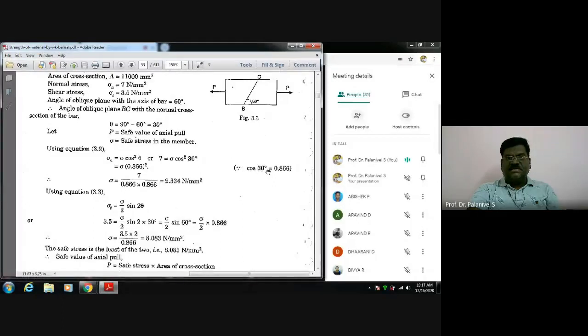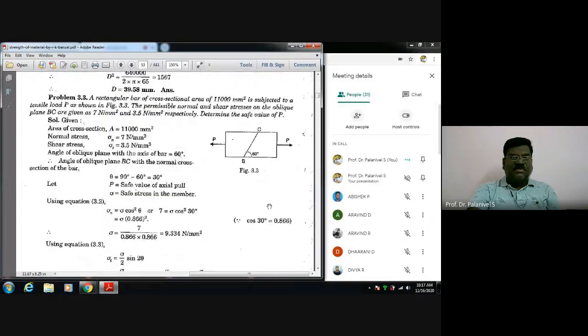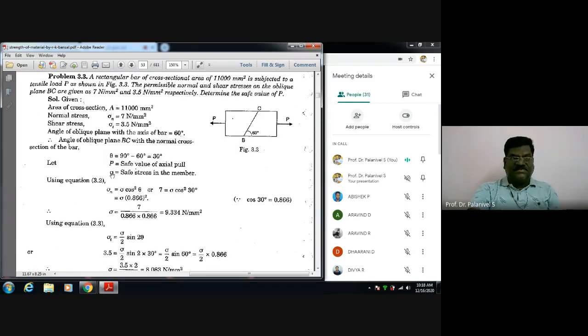Cos 30 degree, because the oblique plane is given, no? The permissible normal and shear stresses on the oblique plane BC are given. The plane is given, and the angle is given as 60 degree. It means this plane makes 30 degree with the perpendicular plane. So theta value is 30 degree here, right? What is the theta value? The angle made by the oblique plane with the perpendicular plane. That is 30 degree. That's why it is written here like this.